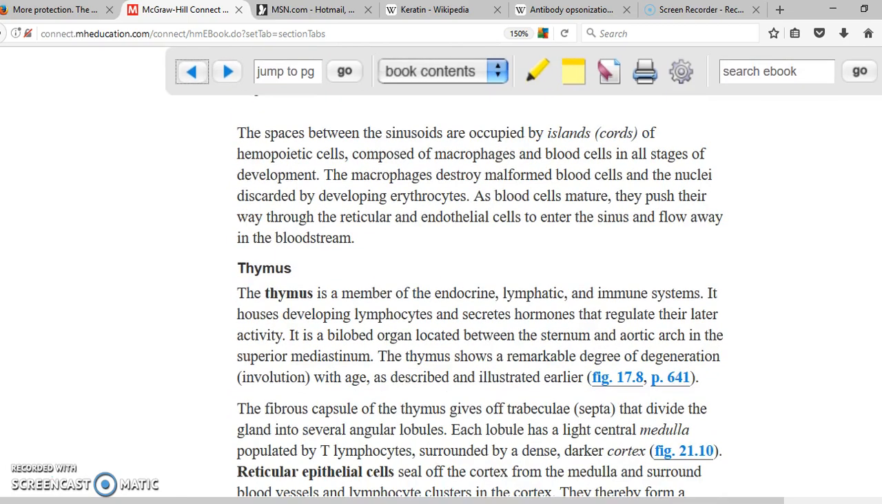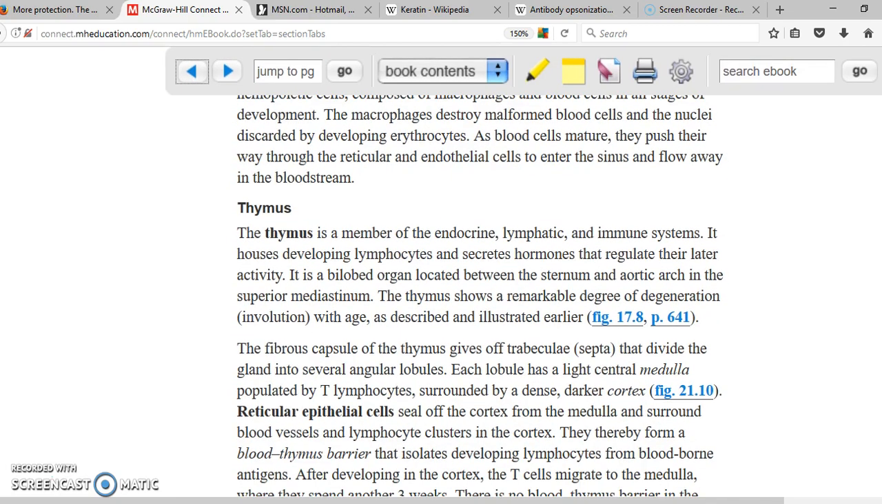Okay, the next one is the thymus. The thymus is a very important organ because in here is where the T lymphocytes will go to mature, and you can relate T with T. So the lymphocytes come out of the bone marrow, and you're going to have two kinds of lymphocytes, basically: T lymphocytes and B lymphocytes. The T lymphocytes go to the thymus in order to mature. In other words, maturing means learning how to fight infections.